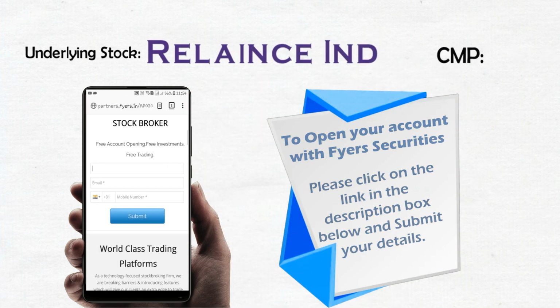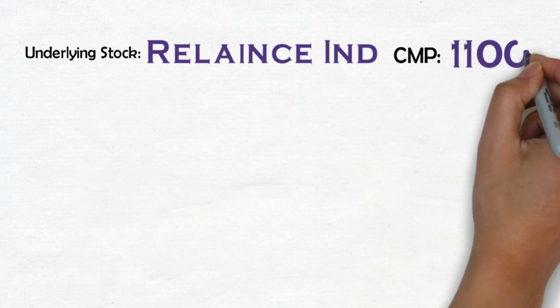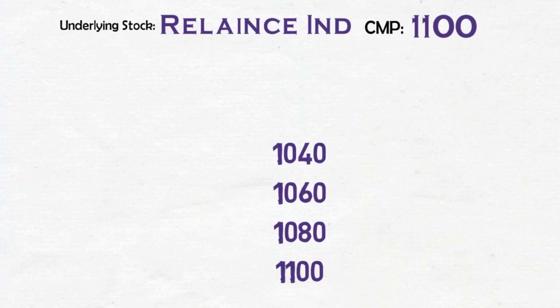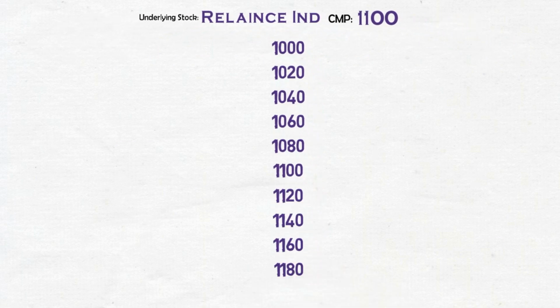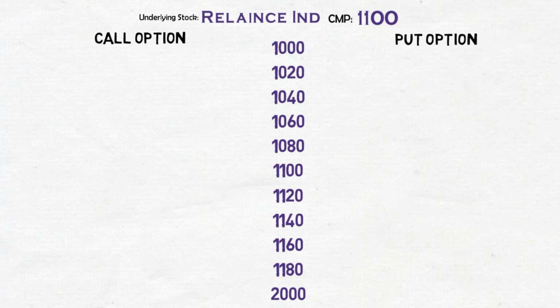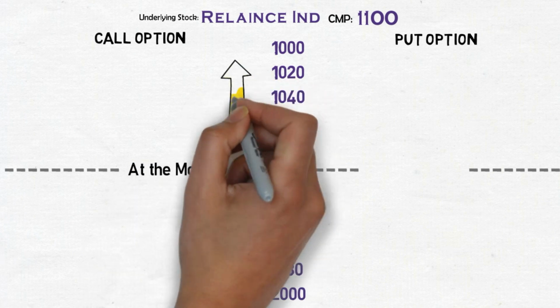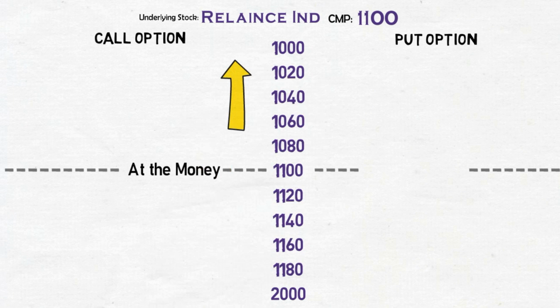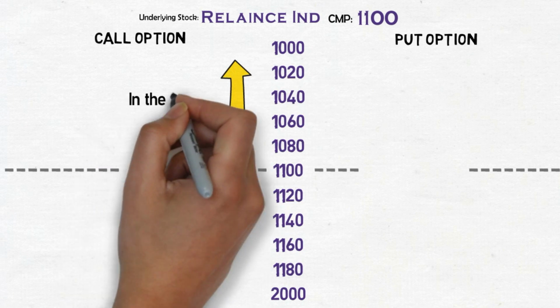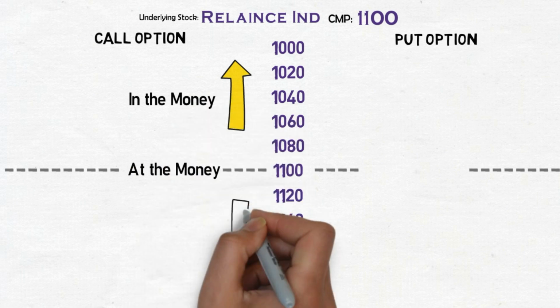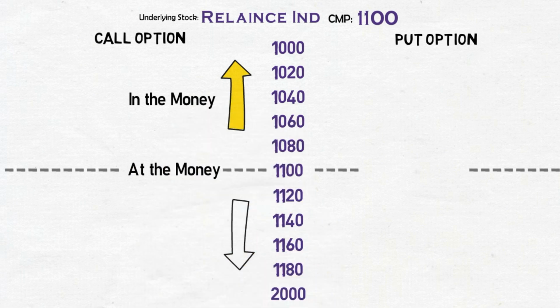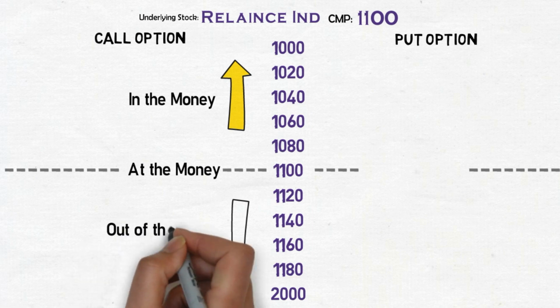Let us suppose Reliance Industries' current market price is 1100. These will be the strike prices near the current market price. Strike prices of Reliance will be with a difference of 20 rupees. So, with the current market price of 1100 rupees, in call options, the 1100 strike price is at the money, right? Okay, what are the contracts at strike prices of less than 1100 called? Out of the money or in the money? In the money, right? Now, what are option contracts with strike prices of more than 1100 called? Out of the money call options.